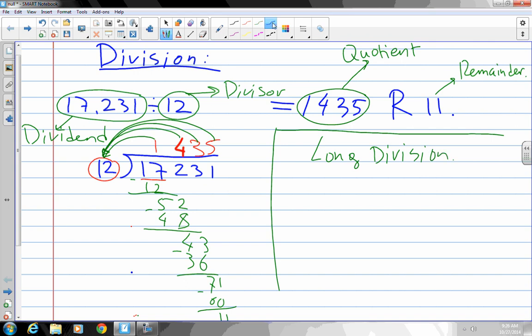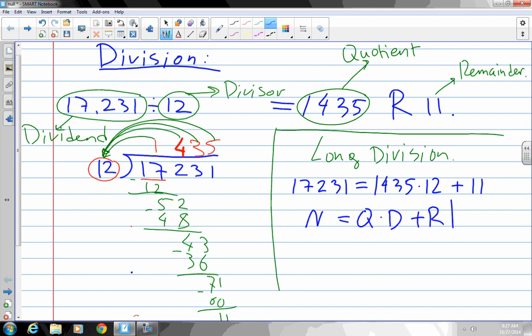So what we got now is, this is one way to express our answer. 17,231 divided by 12 equals 1,435 with the remainder 11. Or another way to express this answer is that 17,231 equals the product of the quotient and the divisor plus the remainder. This is actually called the division algorithm, that a number equals the quotient times the divisor plus the remainder.